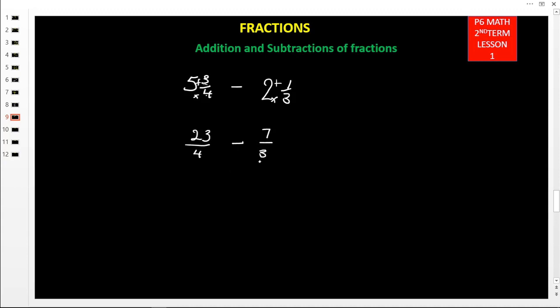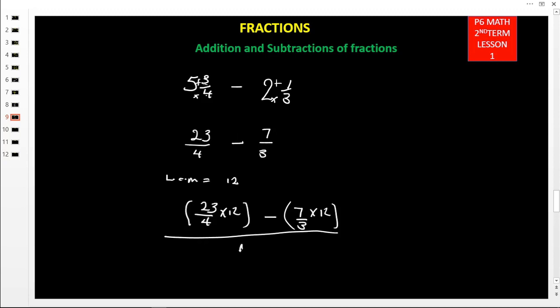Then the LCM is 12. So our LCM here is 12. Then it is 23 out of 4 times the LCM, which is 12. Then minus, remember we are subtracting, 7 all over 3 times the total parts, which is 12. Then into brackets, please don't forget them. Then divide by 12. Then how many 4s are in 12? There are 3. 3 times 23 is 69. 3 times 7 is 28.